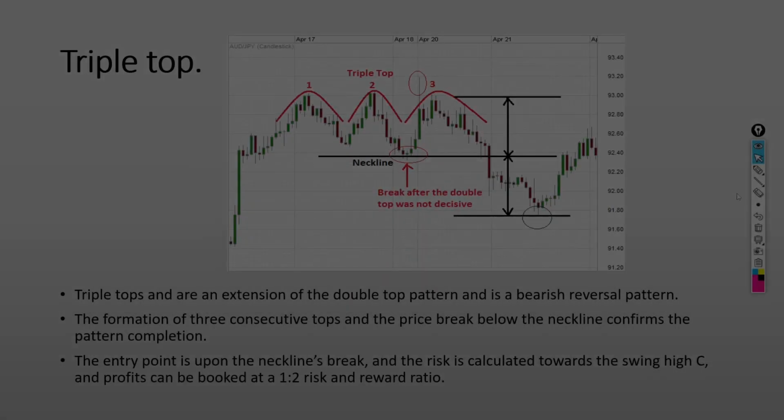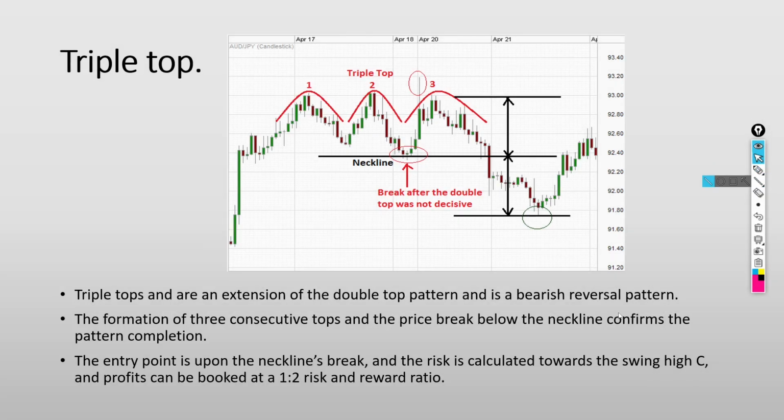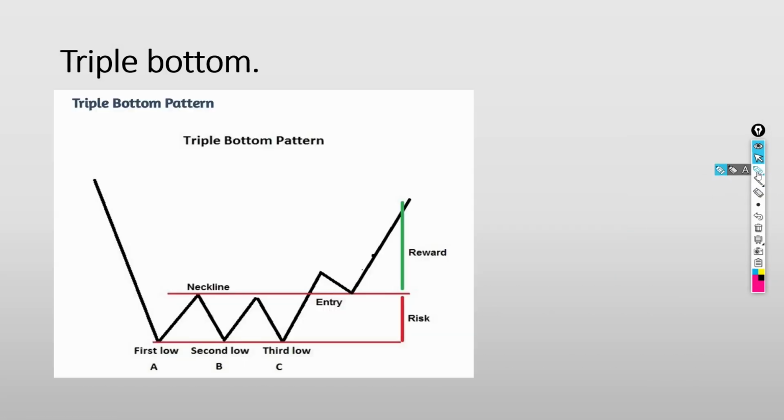Okay, so that's the triple top. It is just an extension of the double top. So our other pattern is the triple bottom, and this is the opposite of the triple top. In a triple bottom, we have three successive hits of a level of support.